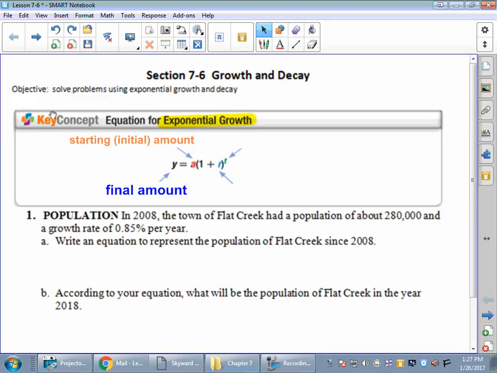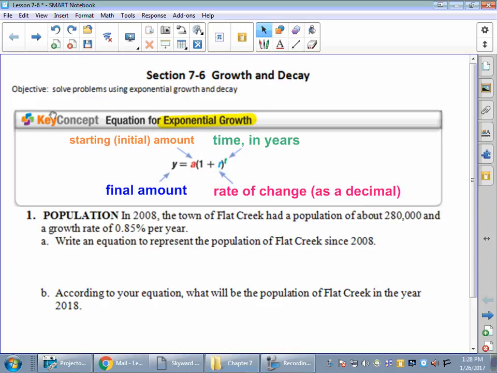A is our starting or initial amount, so we'll put that on the outside of those parentheses. The R is the rate of change. It's going to be the only percent in the problem, but you have to turn the percent into a decimal. So that's really important. That's why I typed that in there. And last but not least, the T is time in years. So you have to be really careful. Make sure you're looking at years, not days or weeks or months, but years.